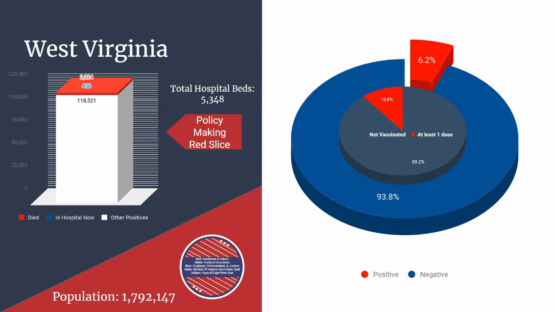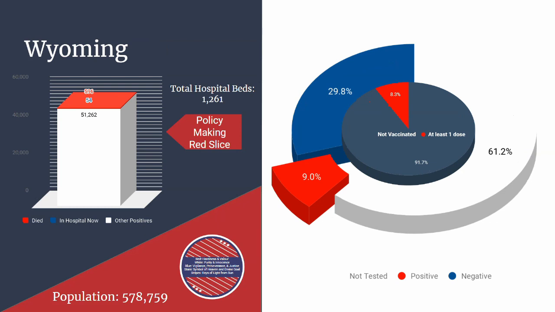West Virginia. They tested near their entire population. They vaccinated 10.8% of their population. Their negative tests are at 93.8%, positives at 6.2%. They had 2,000 people died, 456 were hospitalized, and 5,300 hospital beds. Wyoming vaccinated 8.3% of their population, 29.8% negative, 9% positive, 596 died, 54 hospitalized, and 1,200 hospital beds.